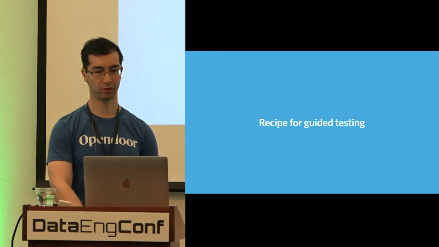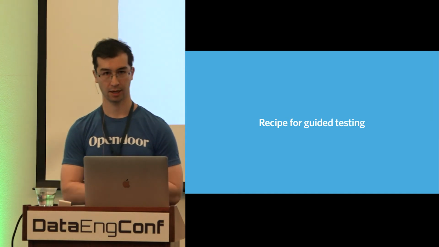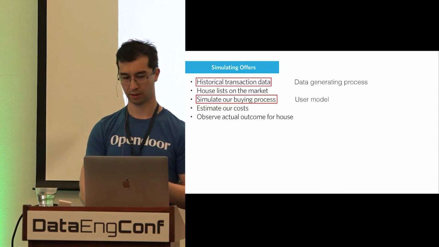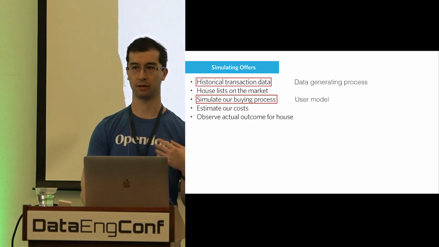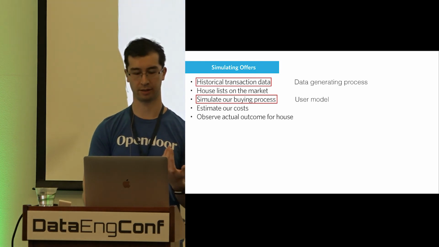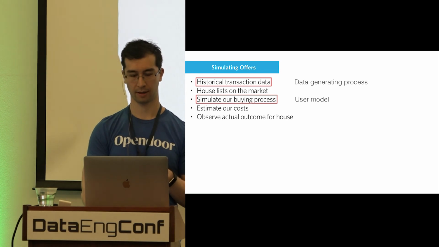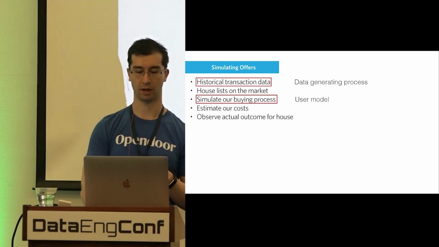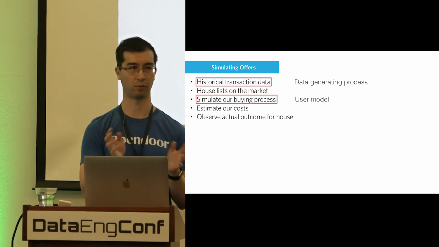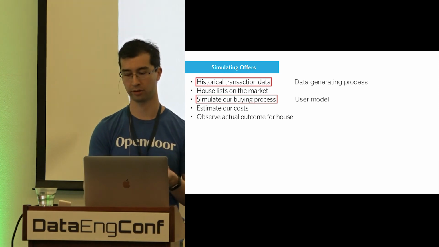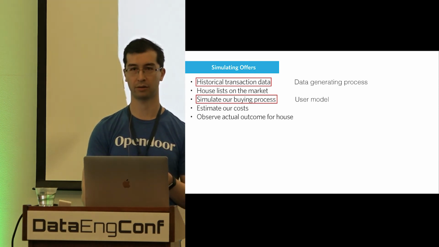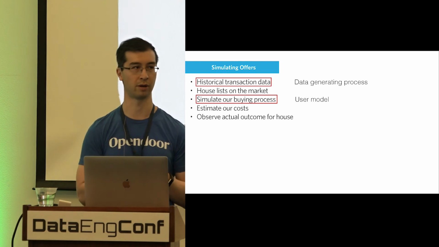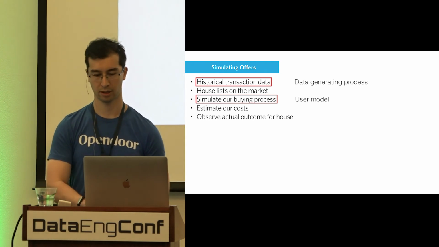So how can we apply this more generally? In our case, we had historical transaction data, so houses that listed and sold. We had a user model. And the way that we tried to estimate the prices we would have offered is based on our costs. And then we held ourselves accountable to the actual outcome, what actually transpired for the house.